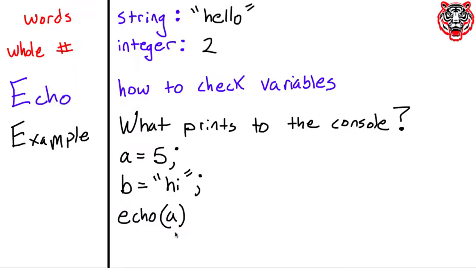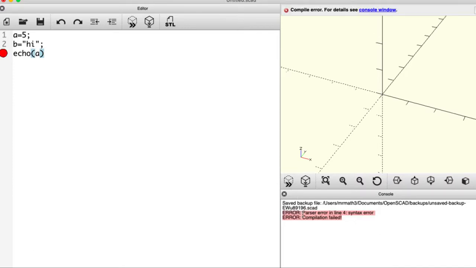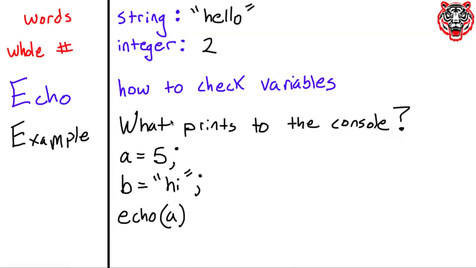So I have that exact code written right here, echo A, and if I run this, it will say error, syntax error, something happened that was bad, and it even tells me there's a red dot here on line 3. Something happened on line 3 or somewhere around there. If I did a semicolon, then it would do something. And I'm not going to actually run it, but yes, we do need a semicolon.